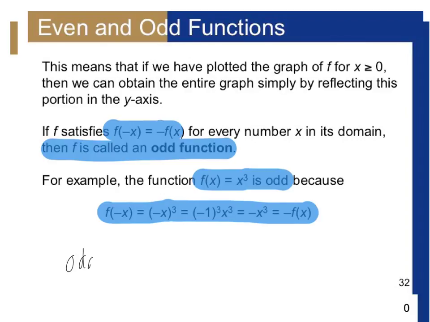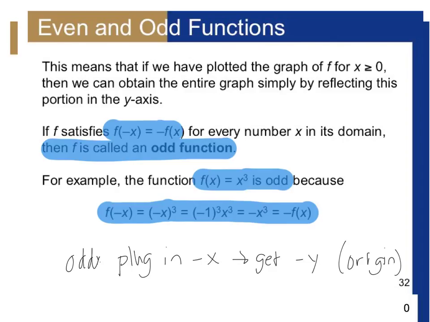So odd means we plug in minus x, get minus y. That's origin symmetry. And then back to even function. So that's odd. Even, you plug in minus x and you get the same y, and that's symmetry across the y-axis.